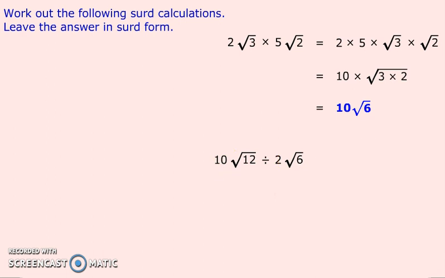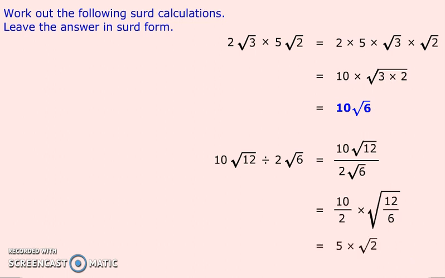Same with this. I hope you understand what to do. So yeah, 10 divided by 2, square root of 12 divided by square root of 6. Okay, so you carry on. So 10 by 2 times root of 12 by 6, which will give you 5 times square root of 2, because 12 by 6 is 2, 10 by 2 is 5.